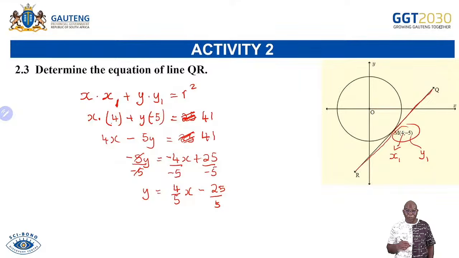You can see the mistakes that we can make as mathematicians. Then from there, this one will be 41, and that one will be 41. So the answer there will be 5. y equals 4 over 5 minus 41 over 5.